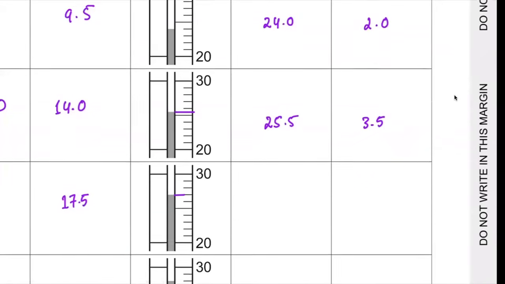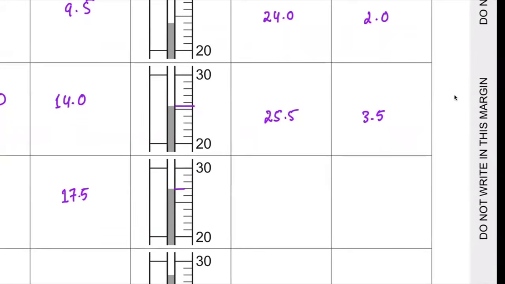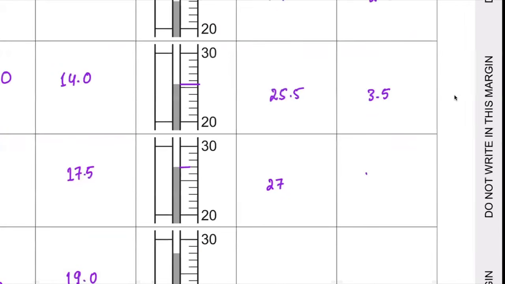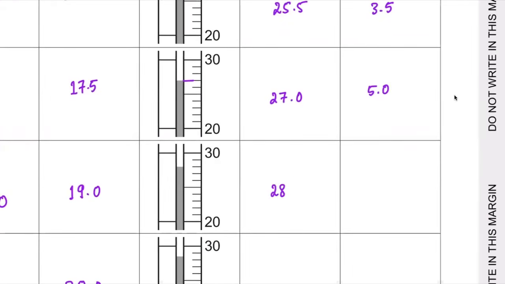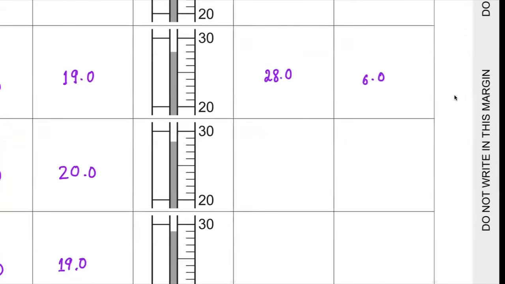Then if you see, now it is 27. So the change in temperature is 5.0. Then if you see, it's 28. So the change in temperature is 6.0, because we are subtracting this temperature from the 22. Now, if you see over here, it is 28.5. So 28.5 minus 22 is going to be 6.5.